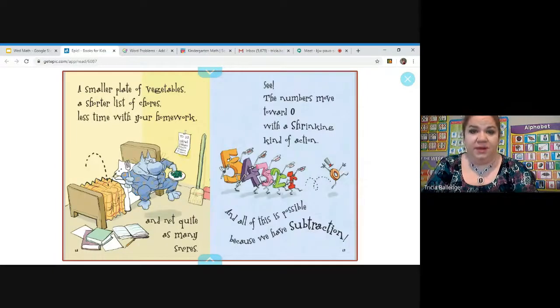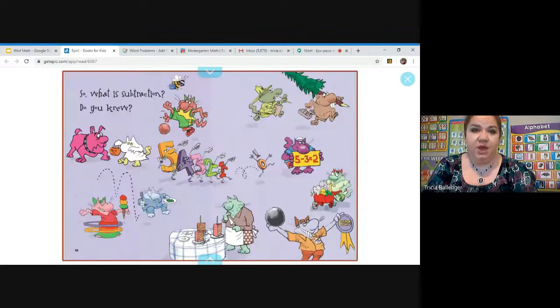A smaller plate of vegetables, a shorter list of chores, less time with your homework, and not quite as many snores. See, the numbers move towards 0 with a shrinking kind of action. And all of this is possible because we have subtraction. So what is subtraction? Do you know?